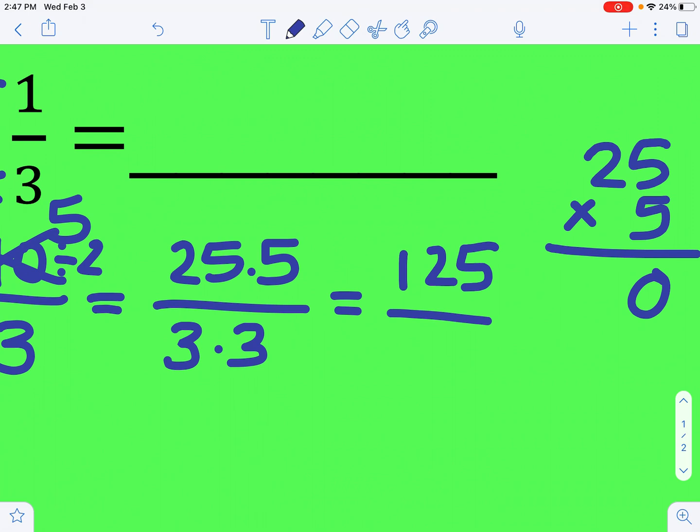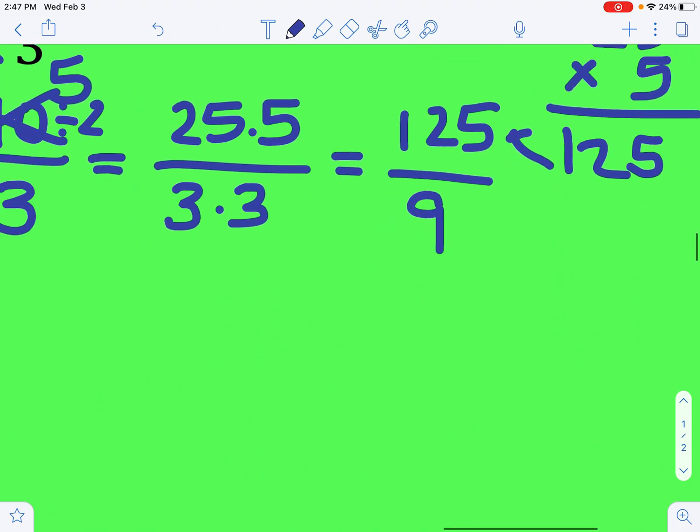Oops. 5 times 5 is 25. Not 10. 5 times 2 is 10, plus 2 gives us 12. So that's where we got that. And then 3 times 3 is 9.